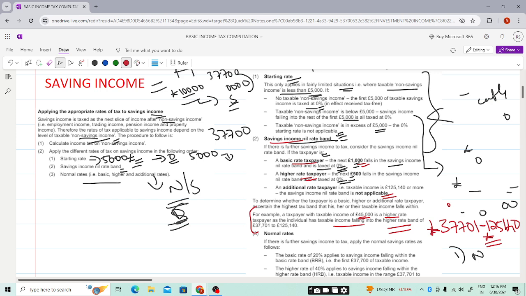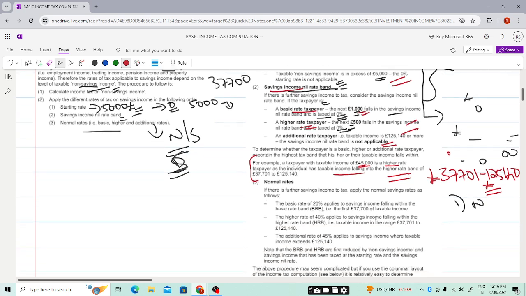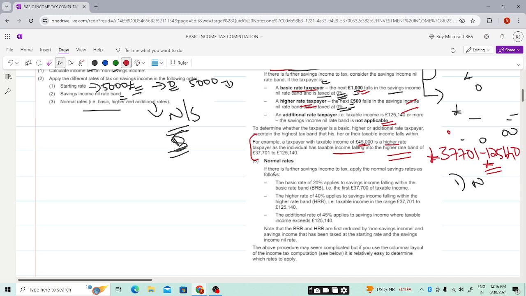So after this, as per our income, first we saw the 5,000 rule, then we saw the nil rate bands which are available. Further, if any income is left, it will be taxed at the normal rate. What are the normal rates? If there is further saving income to tax, apply the normal saving rate as follows. Basic rate 20% applies to saving income falling within the basic rate band, the first 37,700 of the taxable income. So the bands, that is 37,700, are for the total taxable income. Don't confuse that it is only for non-saving. No, no, no. The bands 37,700 and 125,140 are for the total taxable income.